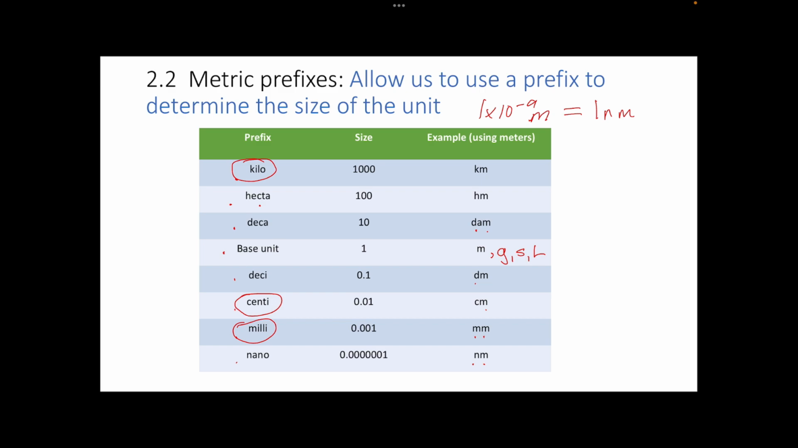So for example, for kilo, we would have a kilogram, a kilosecond, and a kiloliter. All right, we won't be using that a lot because that's a lot of liquid. For centi, we'll have a centigram, a centisecond, or a centiliter. Those also are not more common. More common is milli. We will be using a milligram, a millisecond, which is very fast, and a milliliter. Okay, those will be the ones that we're going to be using most often.